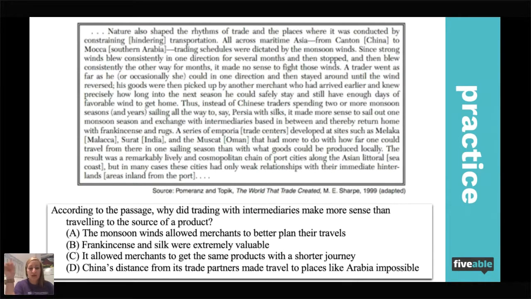So we already saw it. We even used the word intermediaries. So now let's look at the options. Why did it make more sense to use intermediaries?